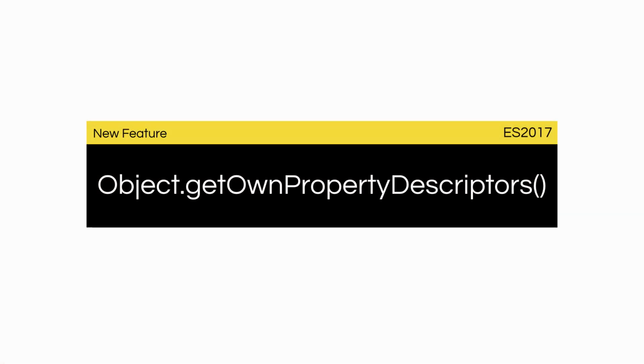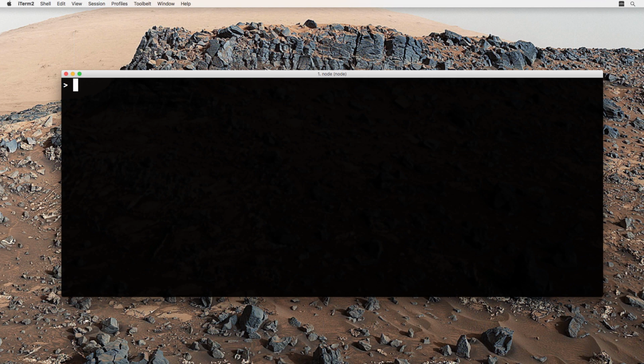The next one is a little bit weird, and that's the addition of the getOwnPropertyDescriptors function on the Object. getOwnPropertyDescriptors returns each one of the properties on an object with the descriptors included. A descriptor, if you're not too familiar with it, is basically meta information that's added to a property that defines how that property can be used. Let's see what this looks like.